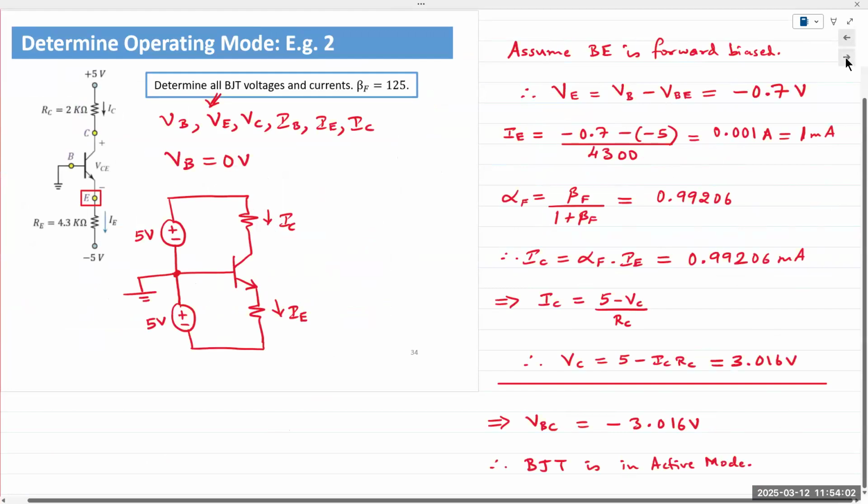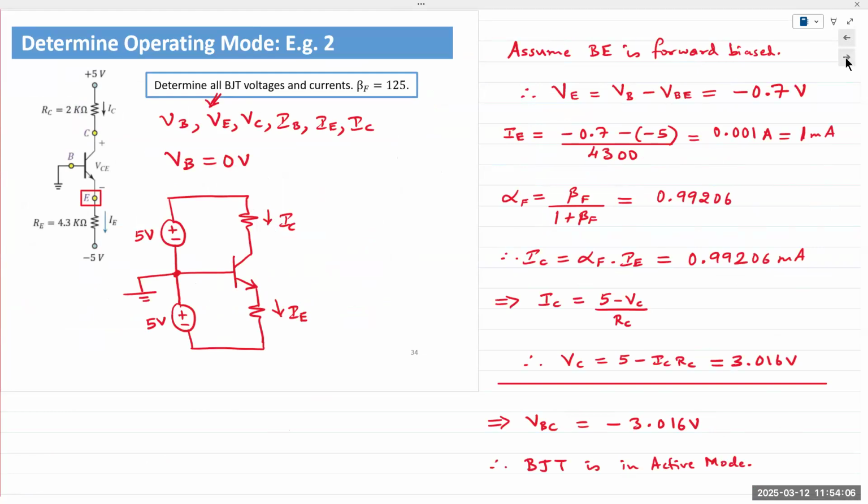Right here, we had -5 volts being applied to the emitter through the resistor, and the base is grounded. If you remove the BJT and measure between the base and the emitter terminals, where the BJT was connected, what do we have? VBE would be VB minus VE. So it would be 0 minus of -5.